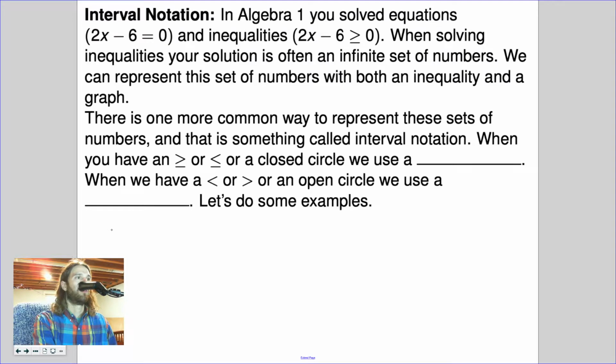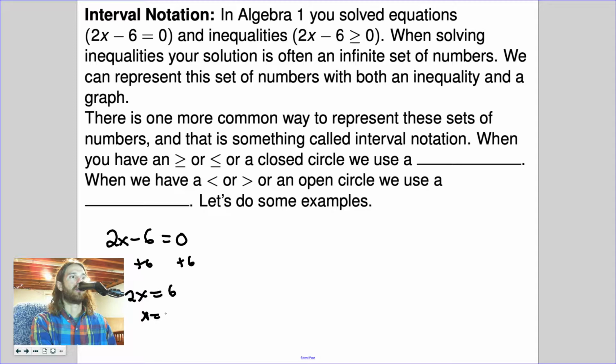Let's think about 2x minus 6. 2x minus 6 is an equation. Equations have one solution. And to solve, we would add 6 to both sides. So we end up with 2x equals 6, x equals 3. There is only one number that makes this equation true.